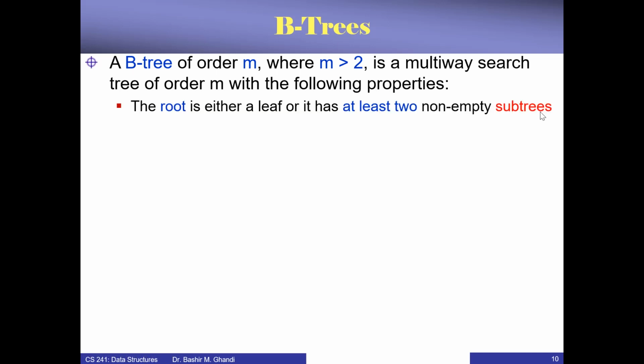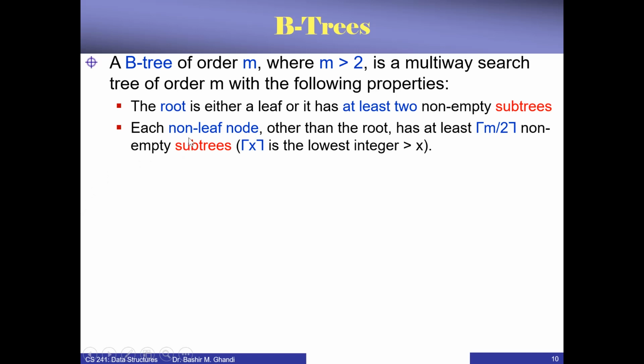Okay, 1, the root is either a leaf node or it has at least 2 non-empty subtrees. So this is one condition we are putting. In a normal multi-way tree, any node, including the root, can have only 1 subtree. But here we are saying the root must have at least 2 subtrees. So this is one restriction we're imposing on our multiway tree. The root must have at least 2 non-empty subtrees.